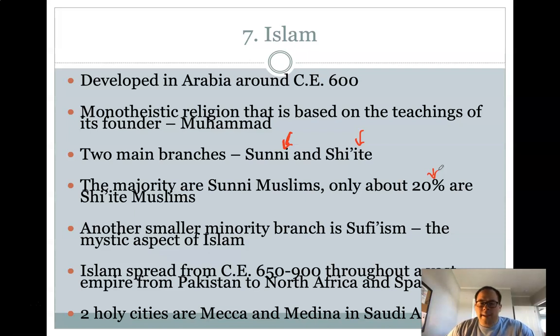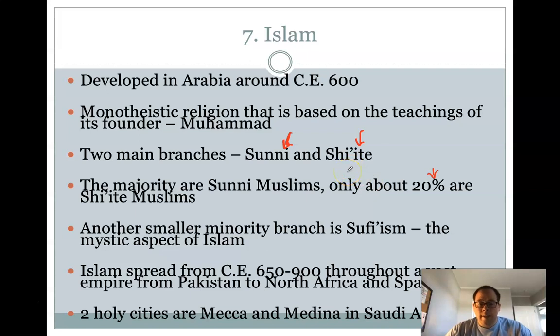It's a different type than Sunni. They have different customs, different beliefs. They still believe in Muhammad, but they have different ideas about how their religion is to be practiced. So Islam spread between 650 to 900 through a vast empire from Pakistan to North Africa and Spain.